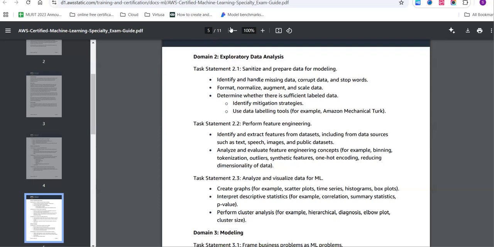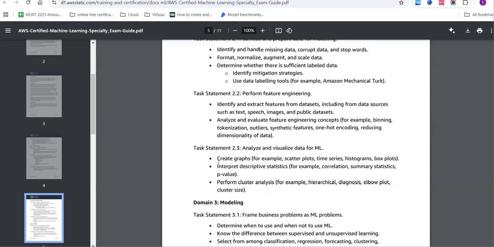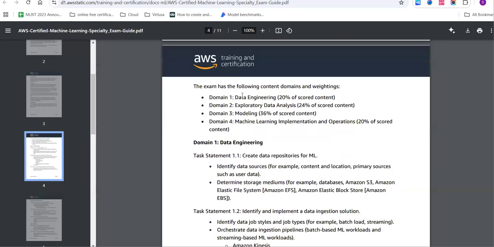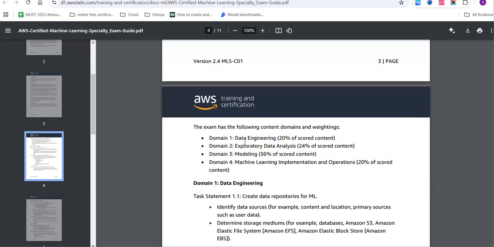After passing the data into our model, after getting the results, we need to analyze those results as well, right? Yes, we need to analyze those results and visualize the data by using ML models. So which is the best suitable graph or statistics representation or clustered analysis? So which is best suitable? So that discusses domain 2.